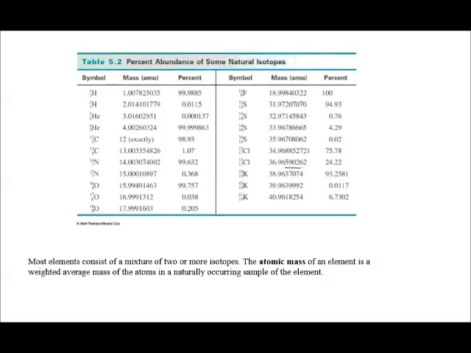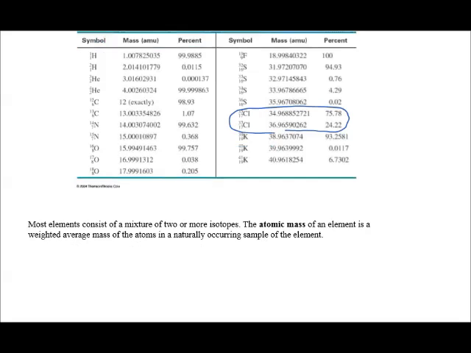So we see here, chlorine has 2 isotopes, chlorine 35 and chlorine 37. The atomic mass of an element is the weighted average mass of the atoms in a naturally occurring sample. So if you were to take a sample of chlorine, 75.78% of it would be chlorine 35, and 24.22% would be chlorine 37.